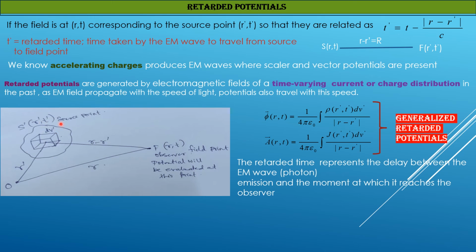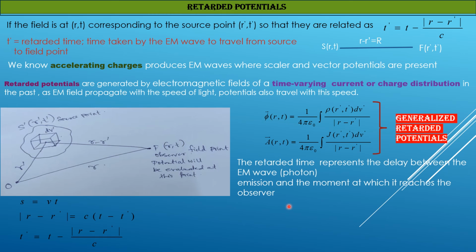Suppose at 12 o'clock the electromagnetic wave left this point and we are recording at this point at time 12:15. So at what point will we get the retarded field at t equal to 12:15? There is an earlier time, 12 o'clock, which we can get from this equation, t prime is equal to t minus this. I hope you have understood.